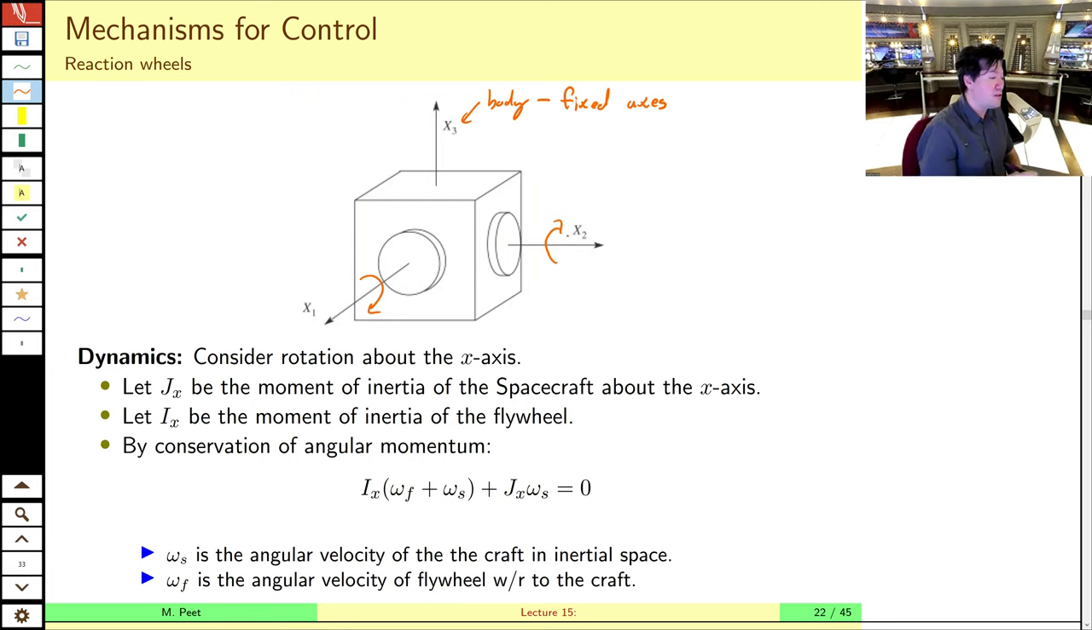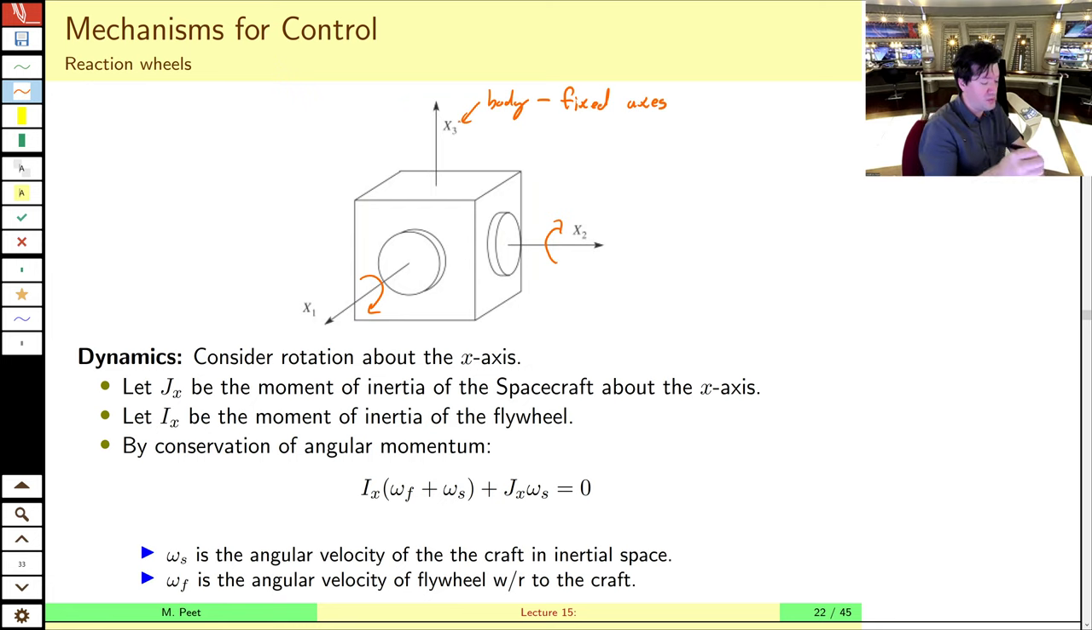Of course, if you want torque about all three axes, you have to have three flywheels: one to create torque about the x-axis, one about the y-axis, and one about the z-axis. So these typically come in groups of at least three and typically four. Why a fourth? For redundancy and for some other reasons, because often these reaction wheels fail, which we'll mention in just a second. So these work by conservation of momentum.